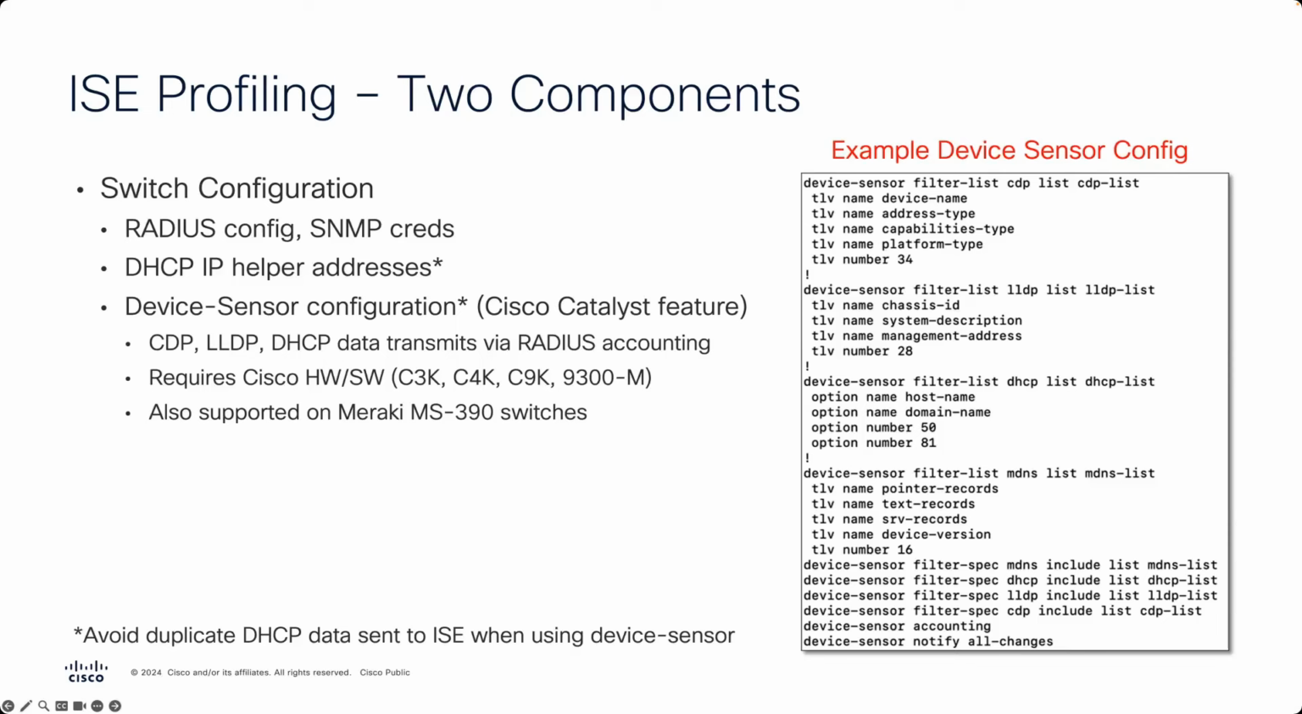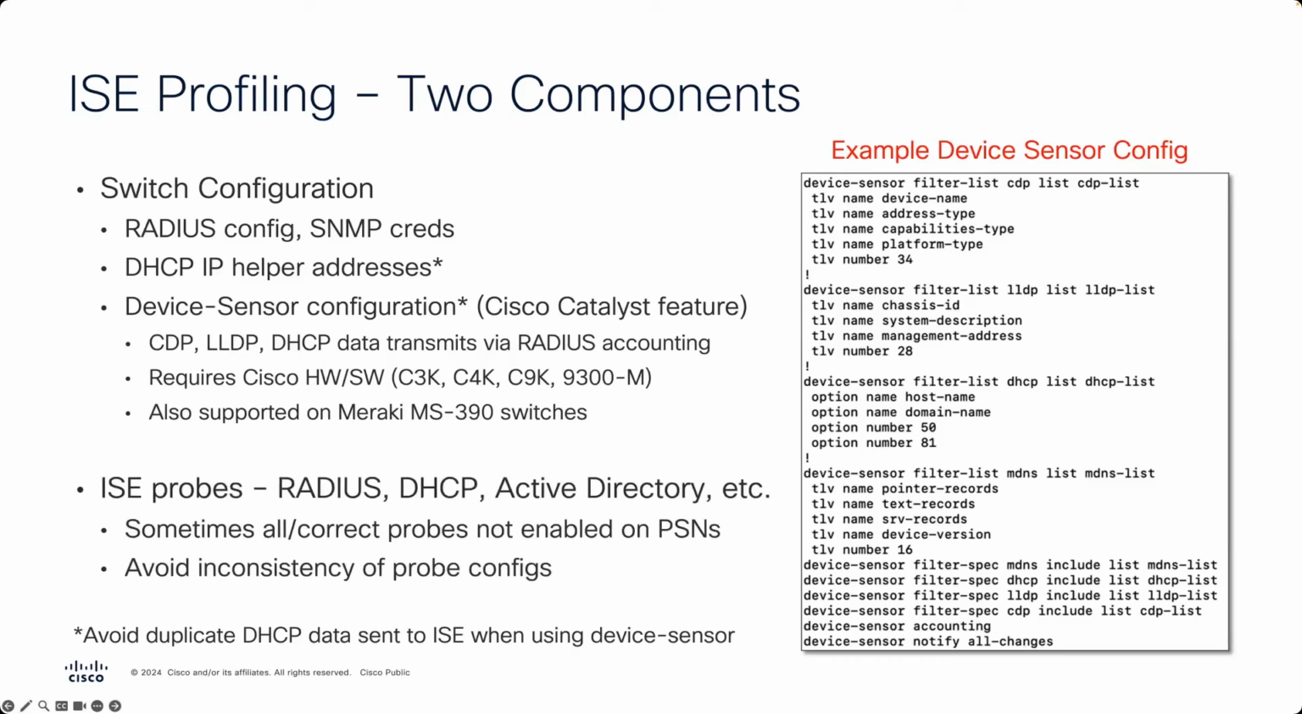But the other side of the coin here is making sure that ISE probes are configured correctly to receive this data. So that would be the default probes within ISE like RADIUS and DHCP, etc. The thing about probes is you want to make sure that they are consistent across your PSNs, or your policy service nodes, in your ISE environment.